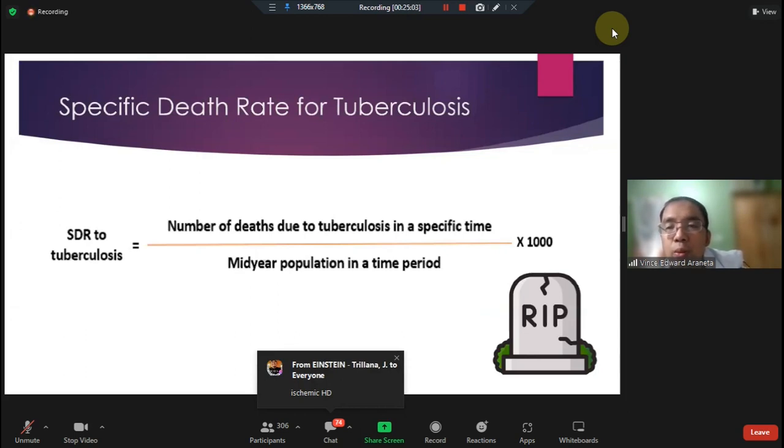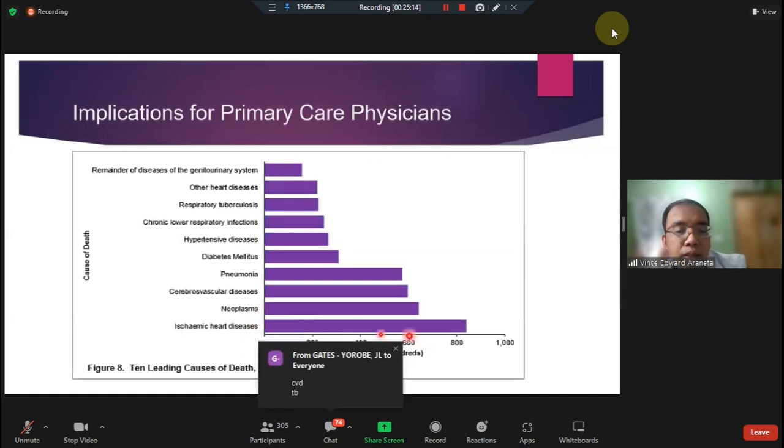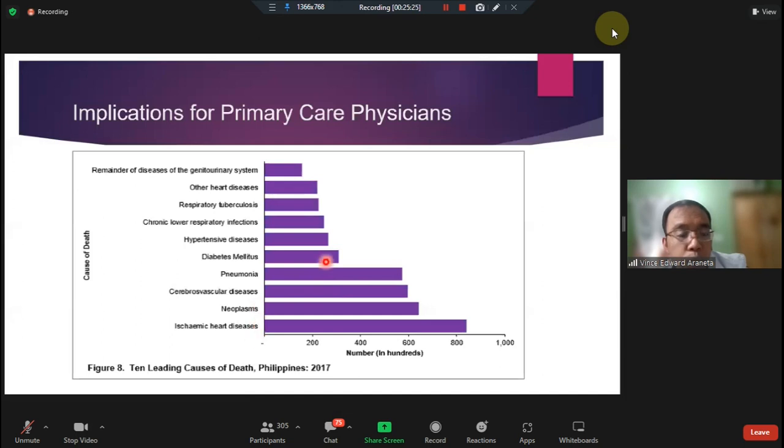How about for number 2? Do you know what's the second one? And the number 3, for you to have an idea. Yes, you have the ischemic heart disease. This is 2017, but I think this still holds true for the past years. But the number 2 is neoplasm, and number 3 is cerebrovascular diseases such as the stroke.